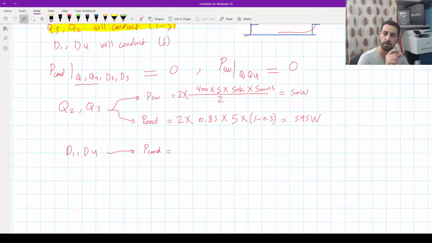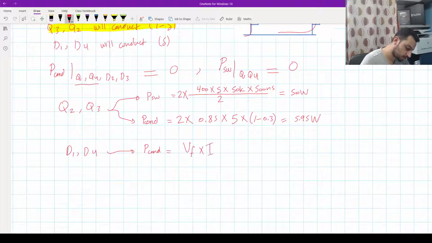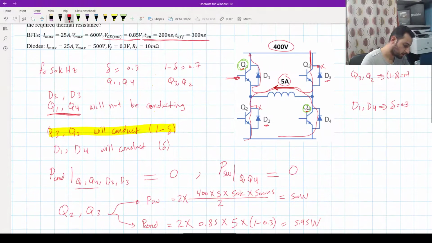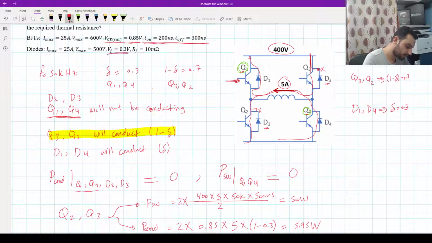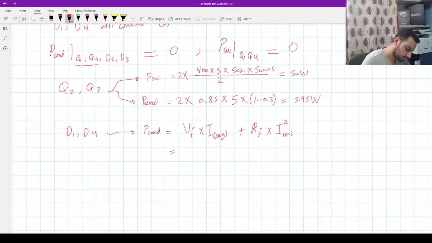Okay, now let's go for the conduction dissipation for the diodes. I think we know it's VF times the average current plus, if we are given the resistive value for the diode, RF times the RMS value of the current squared. So again we have the VF times the average value plus the RF times the RMS value square. And the VF, we have the VF to be 0.3 times the average current, which is 5, times the on time of the diode.